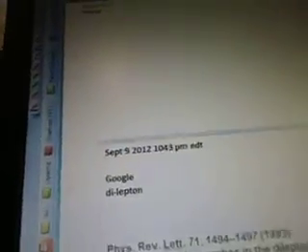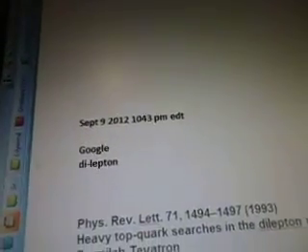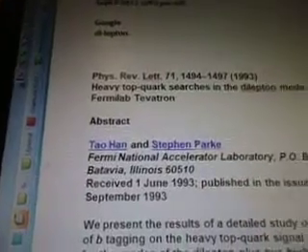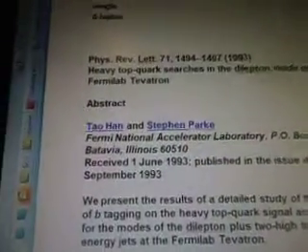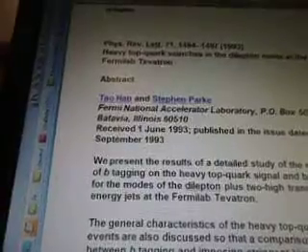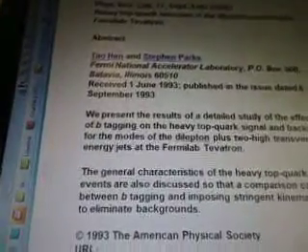Yeah, 6. So September 9, 2012 is when I was working on the WOW data. Today's September 29th. So Google Dilepton, and up comes this PDF file from 1993. It says heavy top quark searches in the Dilepton mode at the Fermilab Tevatron. That's from Teohan and Stephen Park from Batavia, Illinois. And they're from Fermi.